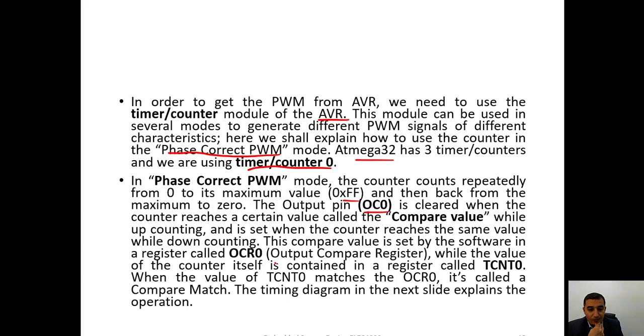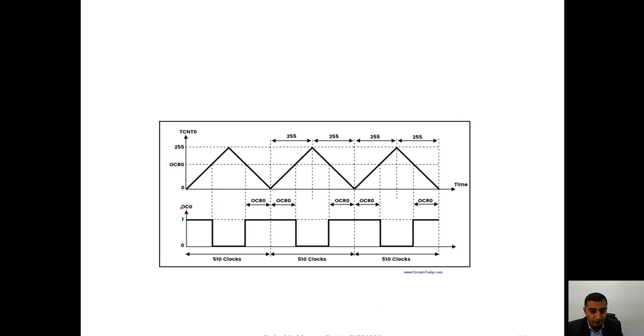This compare value is set by software in a register called output compare register 0, while the value of the counter itself is contained in the timer counter 0. When the value of the timer counter 0 reaches the OCR, it is called a compare match, and the timing diagram explains what happens. So this is what happens: when we reach the OCR 0, we change the output and so on. This is what we used previously in our lab, and it's the same diagram that we used earlier.